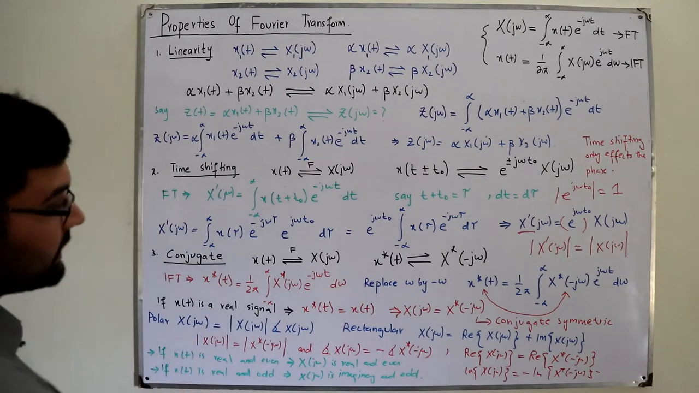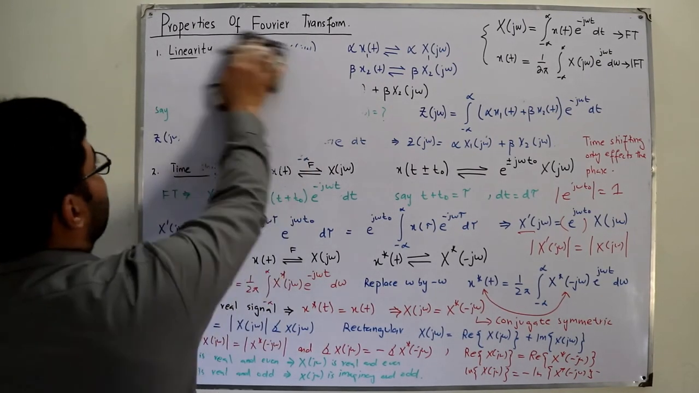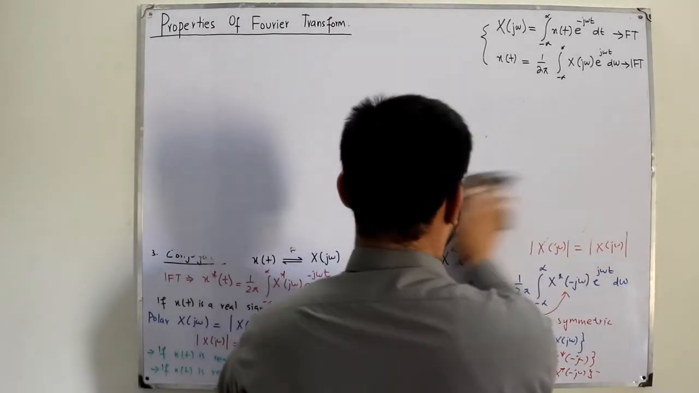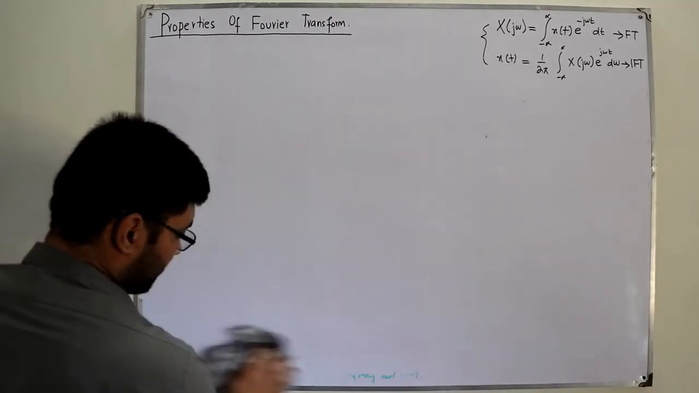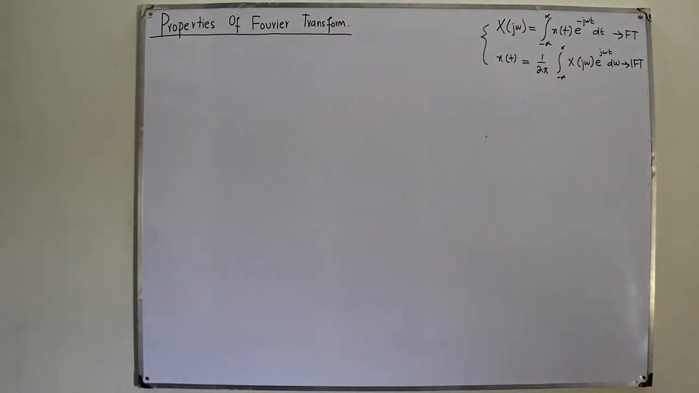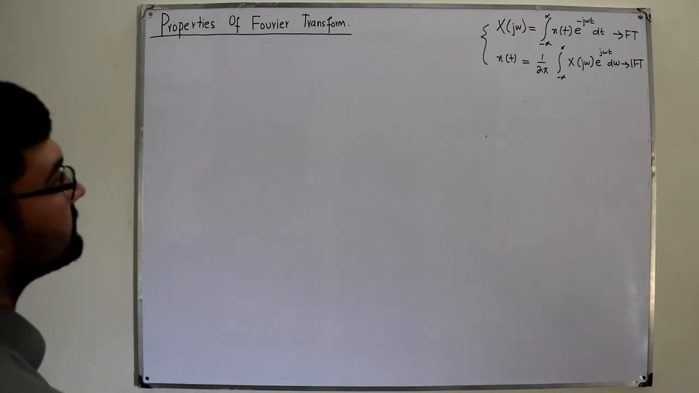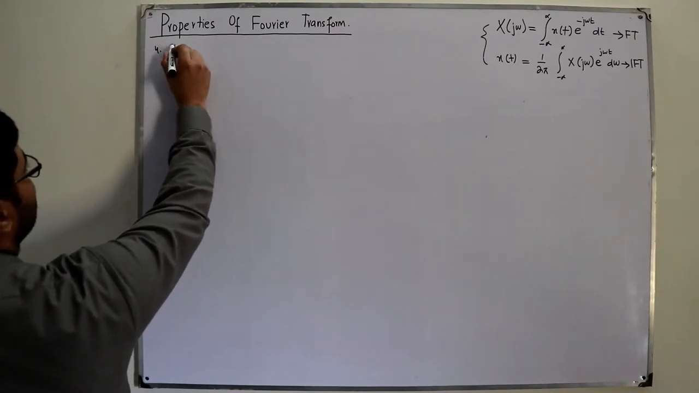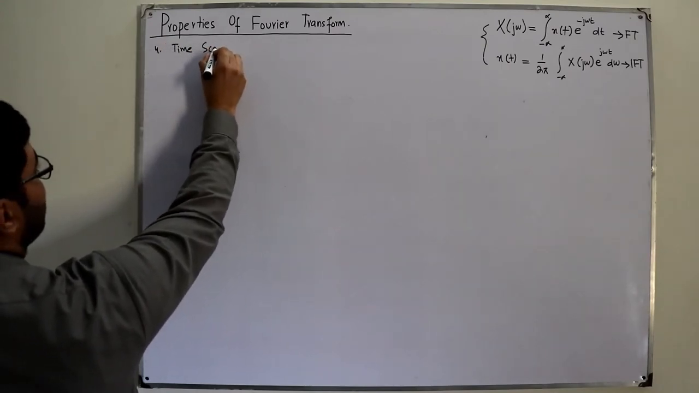Discussing the fourth property, I remove the board first. Alright, so what is the fourth property? In the order of the book it's differentiation and integration, but let me do the time scaling first, because integration takes time. So I would do the time scaling first. The fourth is time scaling.